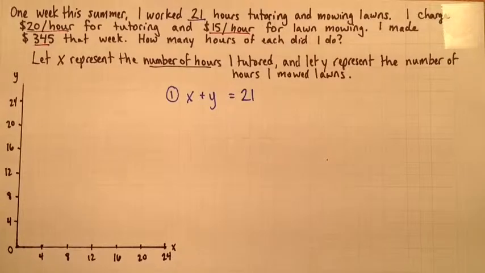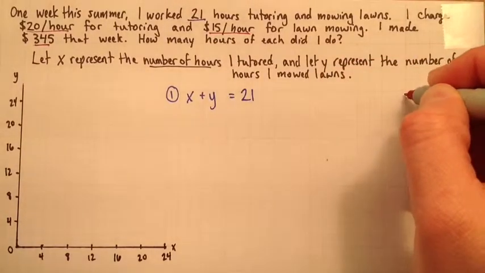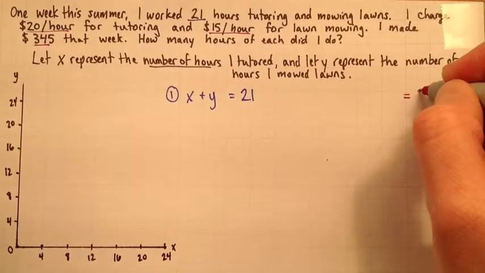If these equations aren't obvious to you, then you should pause the video and just do an example. Make up a number of hours you worked, maybe 10 hours tutoring and 12 hours mowing lawns or whatever. Just make up any number and think, how would I calculate the total amount of money I made? So you can pause and do that now if you want. So what I would do, the total amount of money I make is going to be equal to 345.